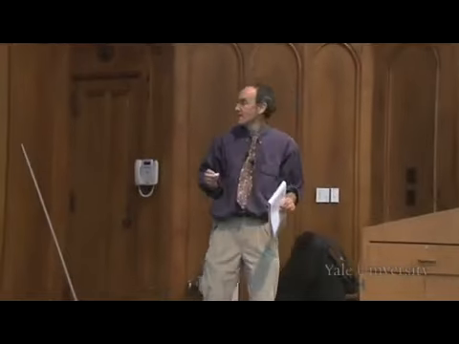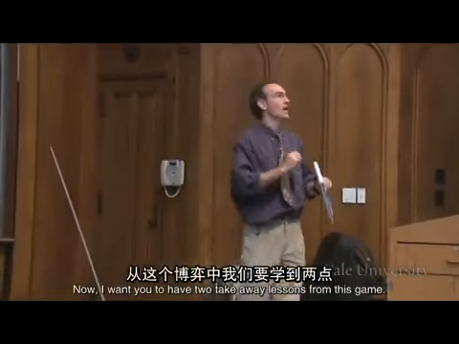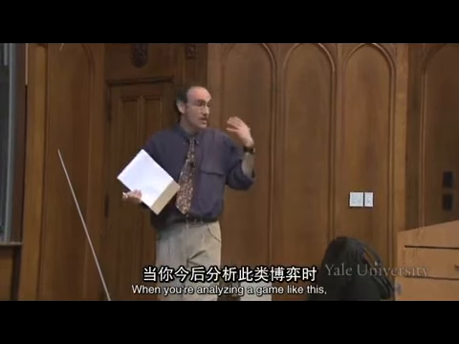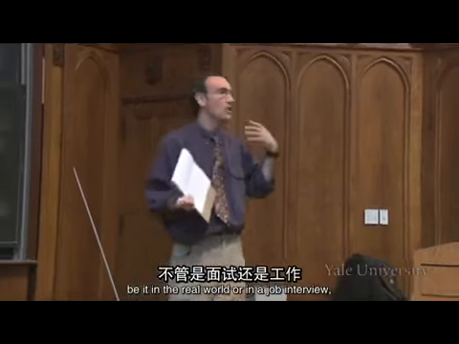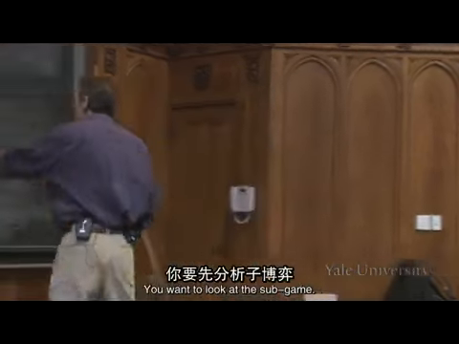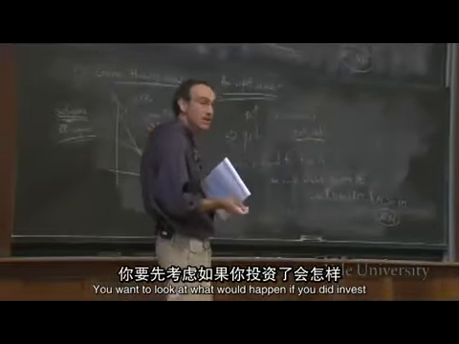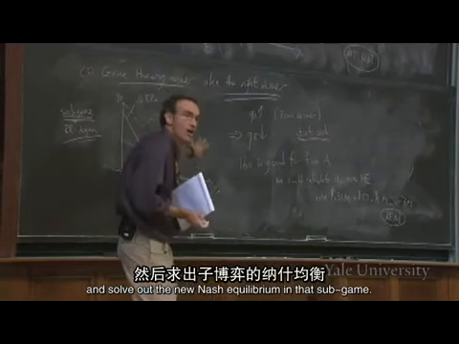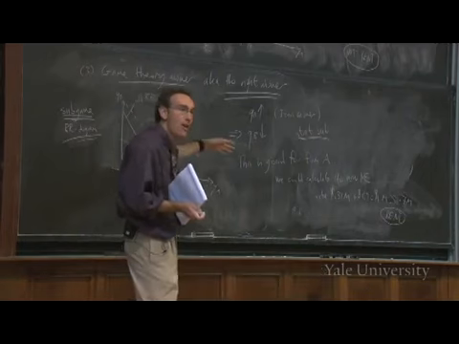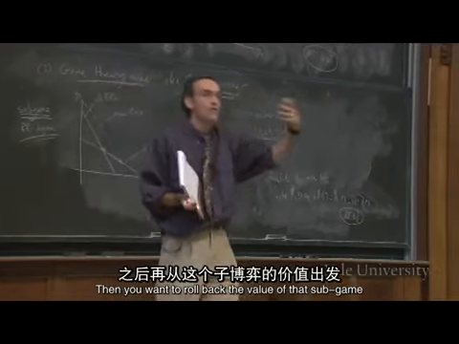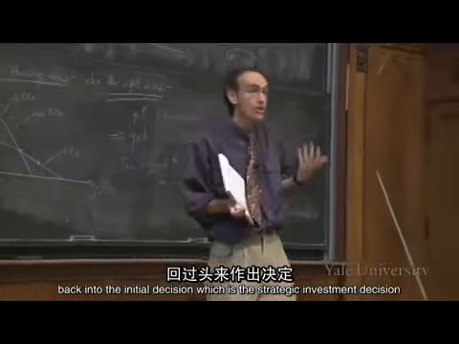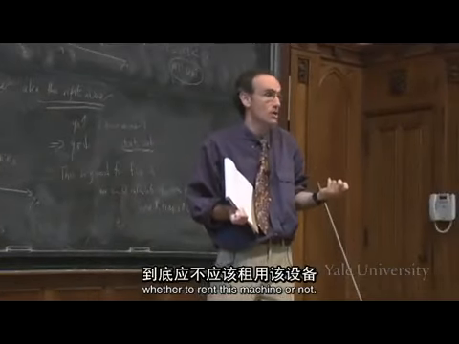All right? Now I want you to have two takeaway lessons from this game. The first takeaway lesson is this. When you're analyzing a game like this, be it in the real world or in a job interview, the first thing you want to do is what? You want to look at the subgame. You want to look at what would happen if you did invest and solve out the new Nash equilibrium in that subgame. Then you want to roll back the value of that subgame back into the initial decision, which is the strategic investment decision, whether to rent this machine or not.